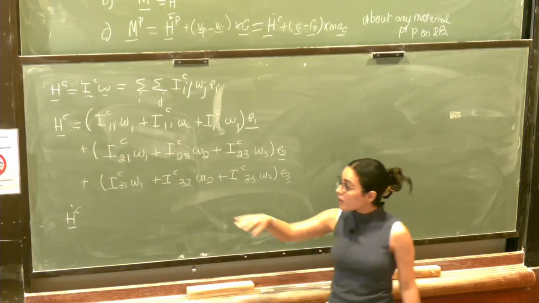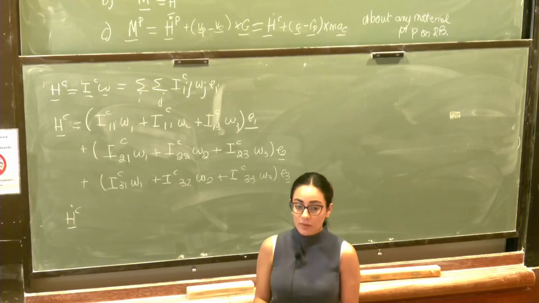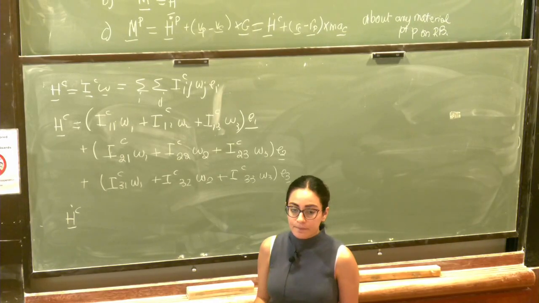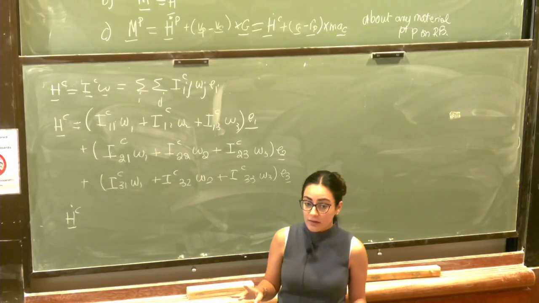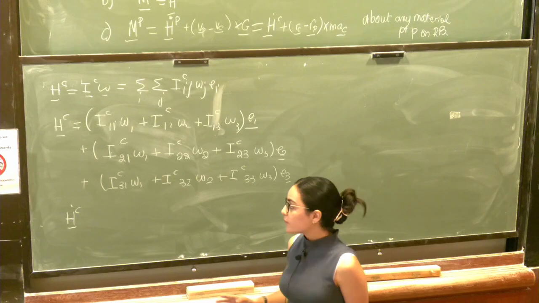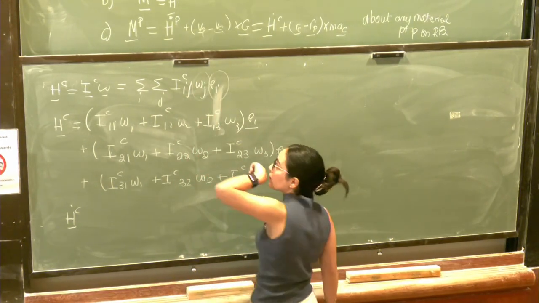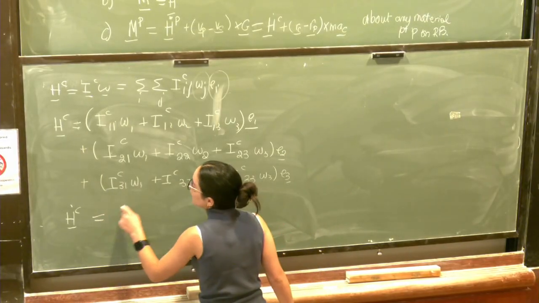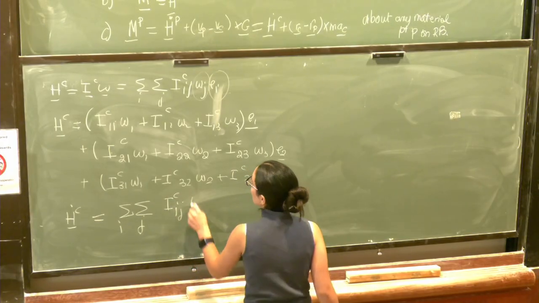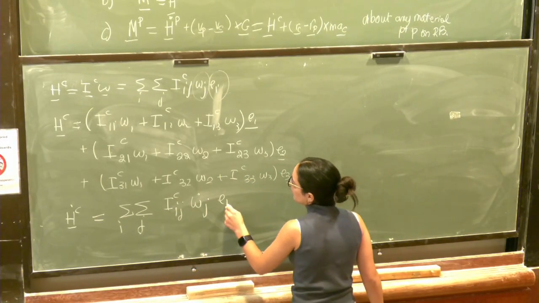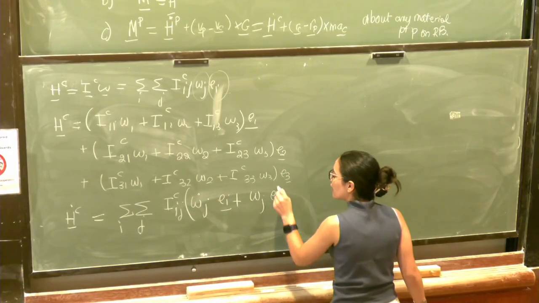Exactly, the inertias are constant, right? They're expressed on the corotational basis, the mass distribution relative to the corotational basis is constant. What is changing in time? Omega 1, omega 2, omega 3, and the corotational basis, right? So when I take the derivative of this term, this is changing in time and this is changing in time. So H dot C, now it's the sum over ij of I^C_ij omega dot j e_i, so I'm using the product rule, plus omega j e_i dot.